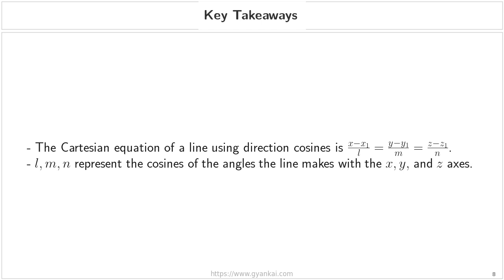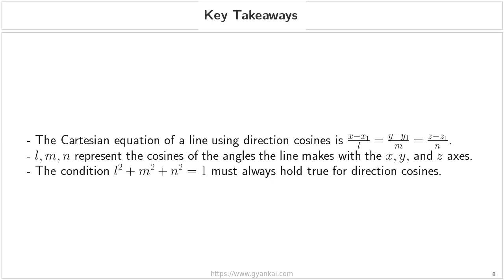Second, keep in mind what those variables L, M, and N actually represent. They aren't just random numbers. They represent the cosines of the angles that the line makes with the x, y, and z axes respectively. This is what gives the line its specific orientation in 3-dimensional space.